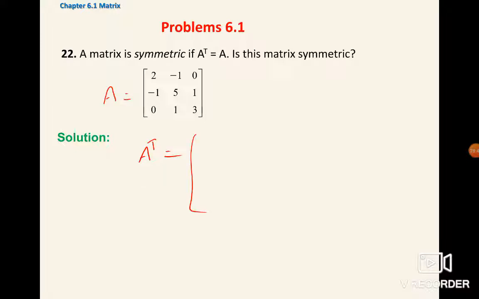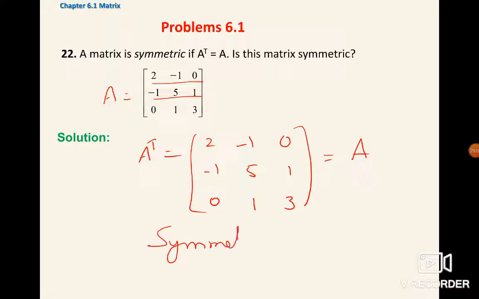Change the rows into columns. First row 2, negative 1, 0. First row becomes the first column in the resulting matrix. Second row negative 1, 5, 1. Third row 0, 1, 3. Now check both the matrices. They are equal. So this is symmetric.